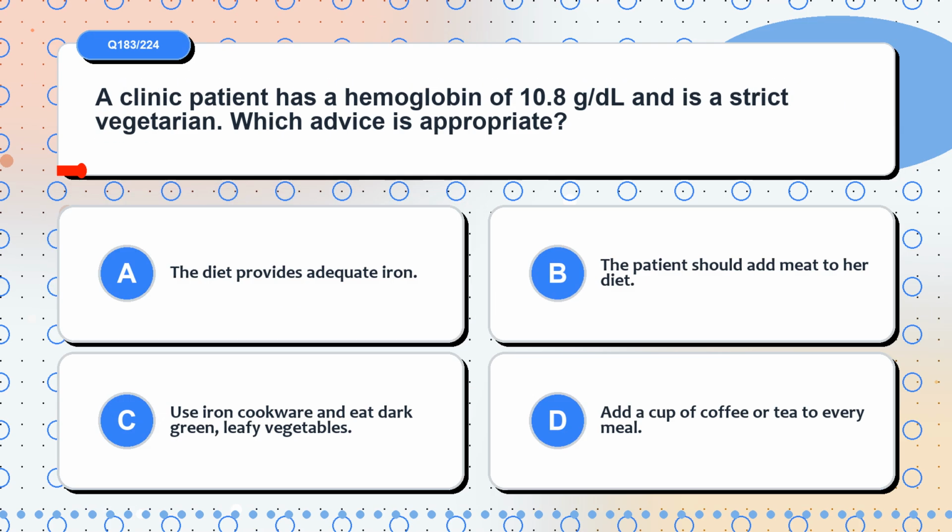Question 183. A clinic patient has a hemoglobin of 10.8 g/dL and is a strict vegetarian. Which advice is appropriate? Here are the options. Option A. The diet provides adequate iron. Option B. The patient should add meat to her diet. Option C. Use iron cookware and eat dark green, leafy vegetables. Option D. Add a cup of coffee or tea to every meal.